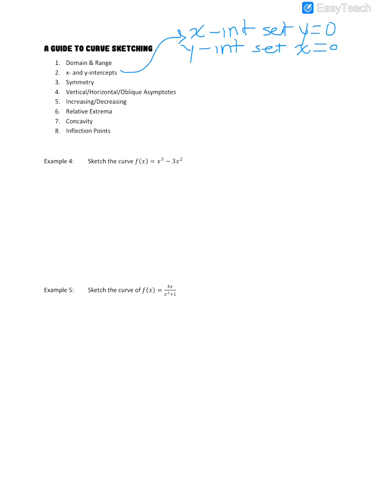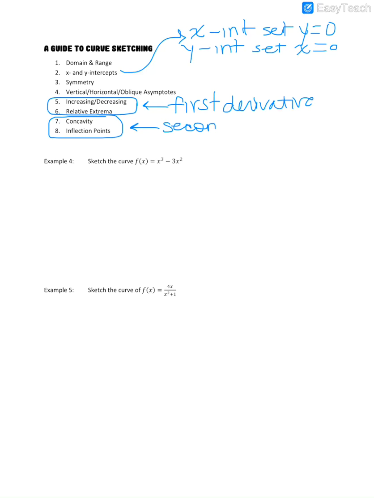Number 4, we want to find all of our asymptotes: vertical, horizontal, and oblique. Number 5, we want to think about where the function is increasing and decreasing and the relative extrema. Those are both first derivative things, so we're going to use the first derivative for that. And then we also want to think about concavity and inflection points, and those are second derivative things.